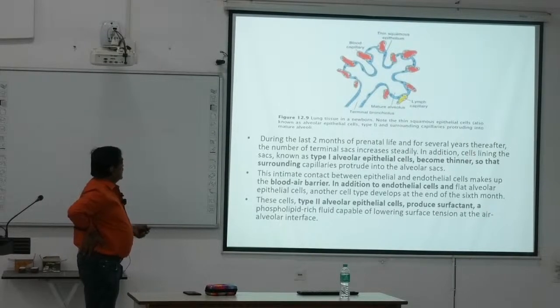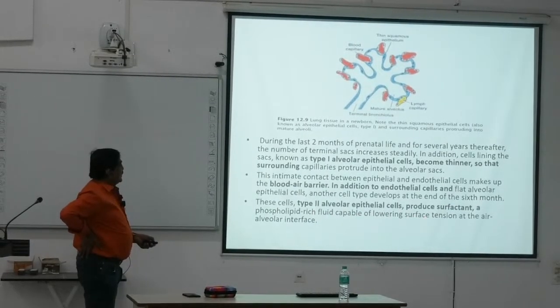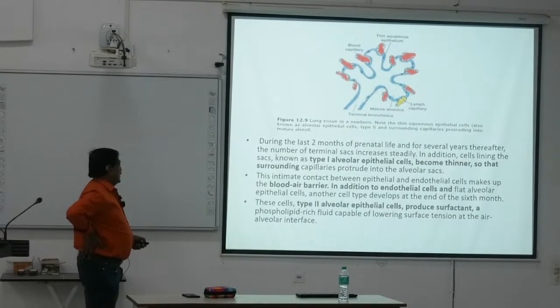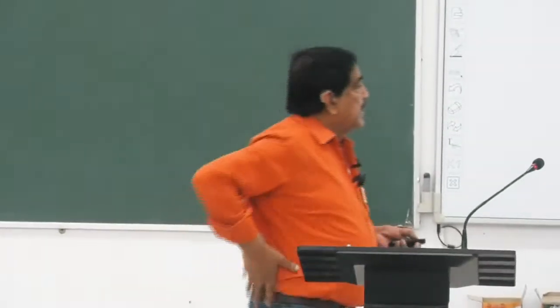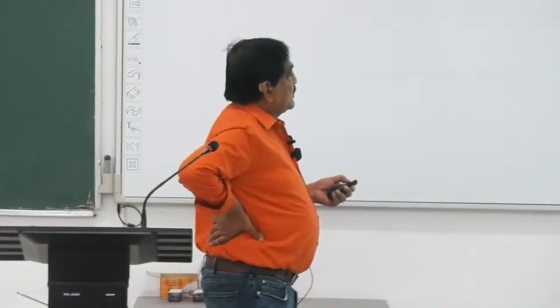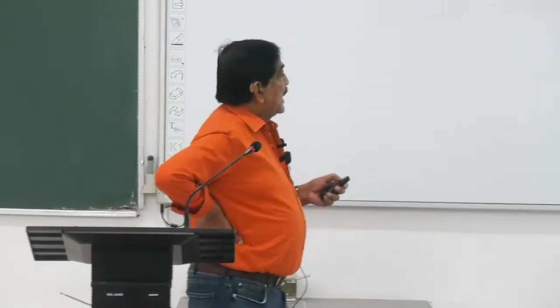In addition, cells lining the sacs, known as type 1 alveolar epithelial cells, become thinner so that surrounding capillaries protrude into the alveolar sacs. This intimate contact between epithelial and endothelial cells makes up the blood-air barrier. In addition to endothelial cells and flat alveolar epithelial cells, another cell type develops at the end of the 6th month. These cells, type 2 alveolar epithelial cells, produce surfactant, a phospholipid-rich fluid capable of lowering surface tension at the air-alveolar space interface. Now, there might be some abnormalities in these cells.